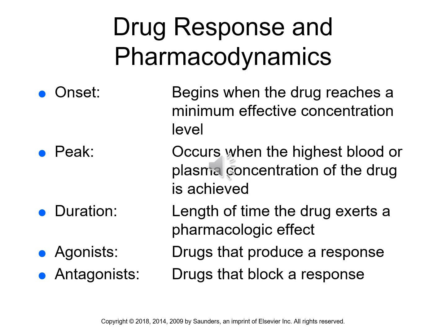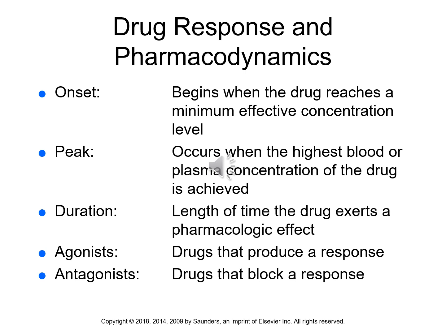So when we look at different drugs, each of our drugs should have an onset, peak, and duration. The onset is when the drug reaches a minimum effect of concentration. So when it starts to take effect in the body. The peak occurs when the highest blood or plasma concentration of the drug is achieved. So when the drug is at its highest level of concentration in the body. And the duration is the length of time the drug exerts its pharmacologic effect. So how long does it stay in the body?